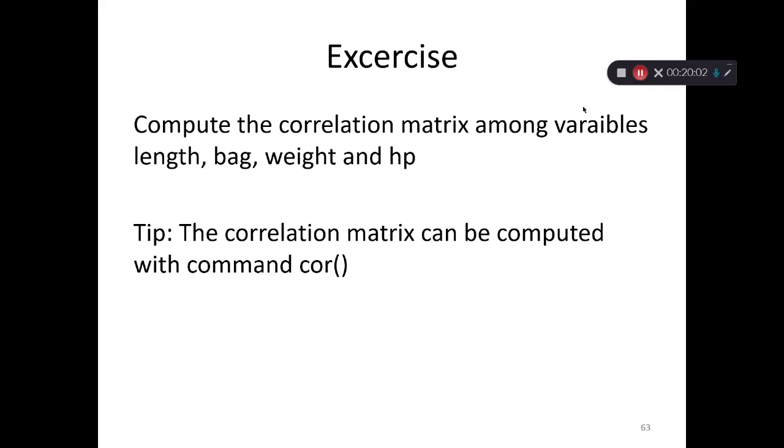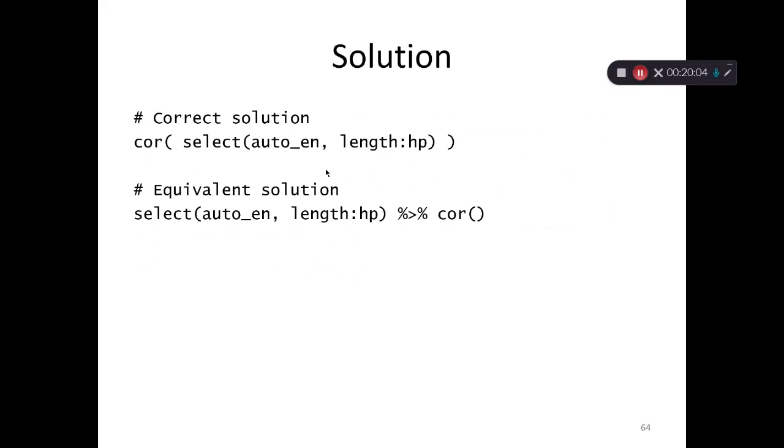And here comes the solution. Here you select in cars the columns that you want, and then you can either put cor on top of this data frame, so include this data frame as the argument of cor, or better, using the pipeline symbol, select the data first and compute the correlation later.